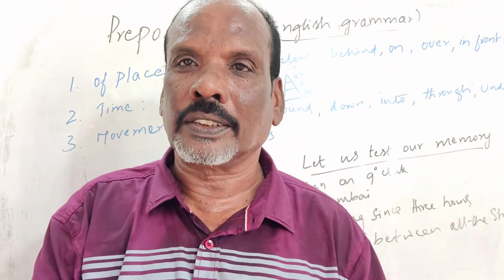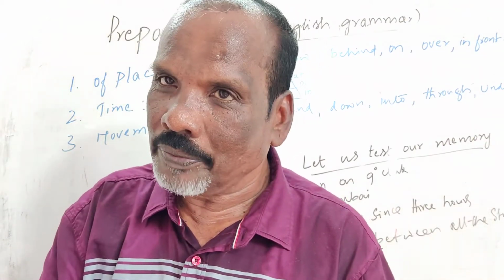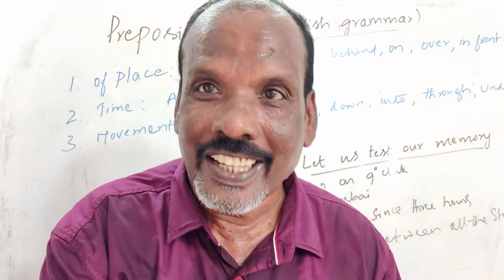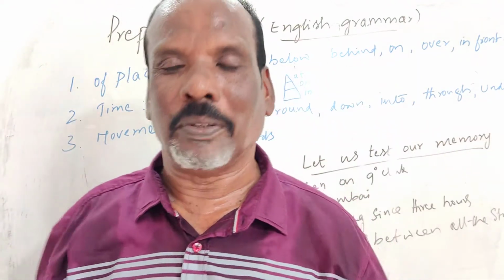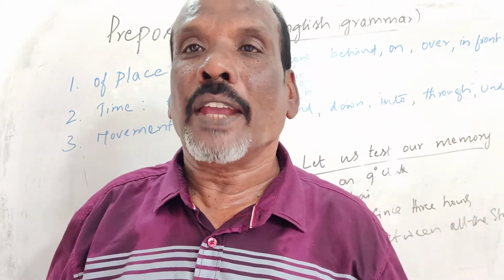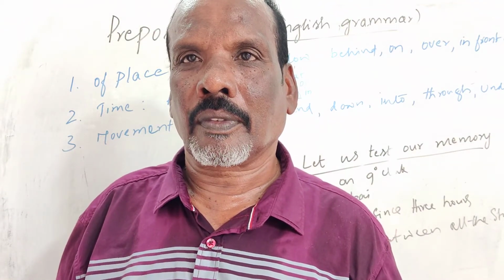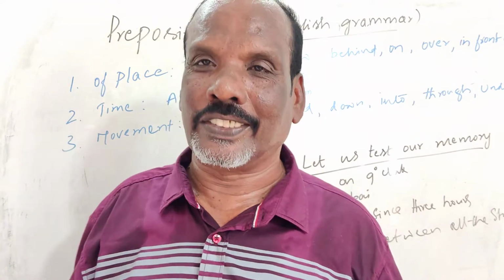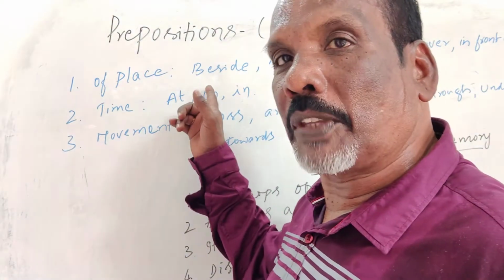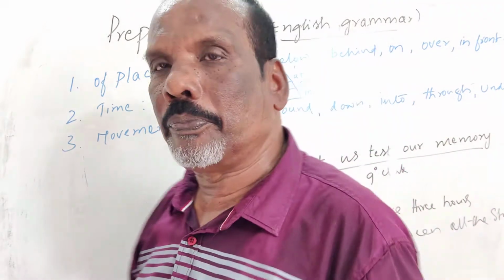Suppose the duster is on the table. The duster is on the table. Where is the duster? It's on the table. He sat on the chair, near a table, not on the table. Right? Like that. So I went to the cinema with my wife. I am going to Delhi. That is, to is used with Delhi. See, here of place, some of the examples are beside, below, behind, on, over, in front of.